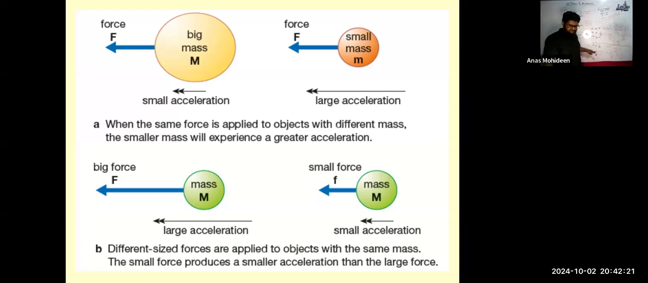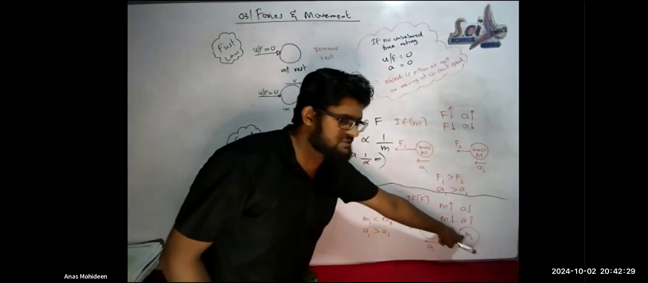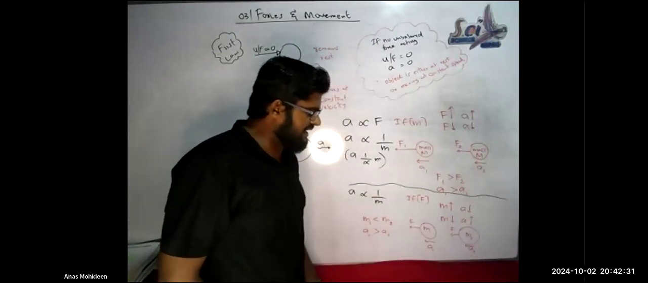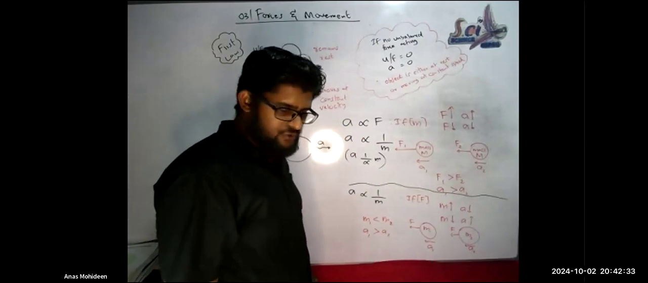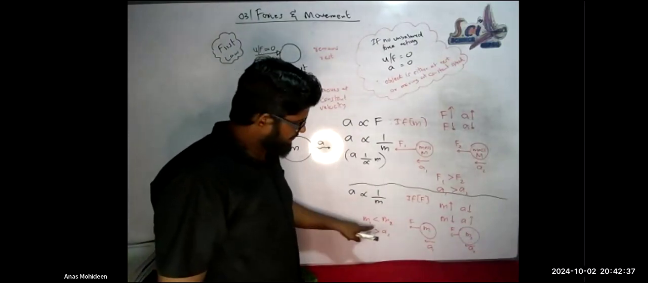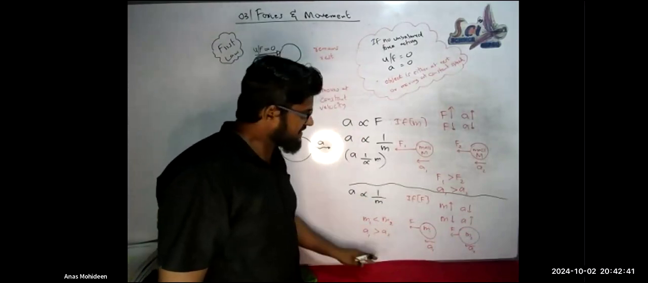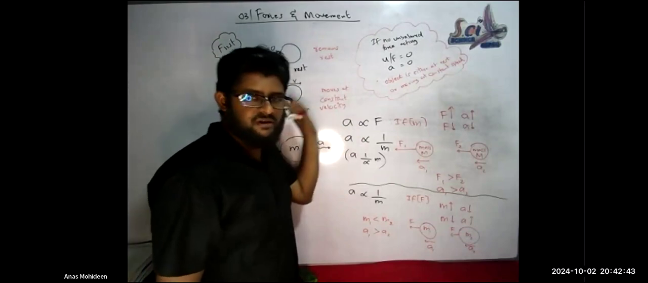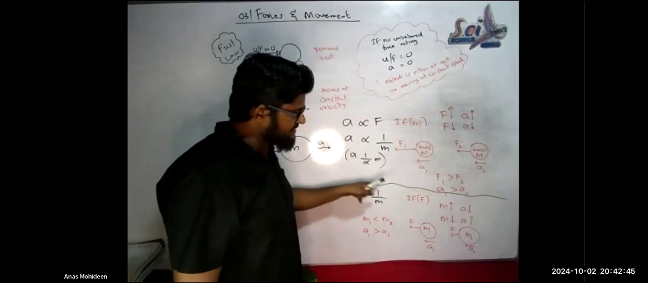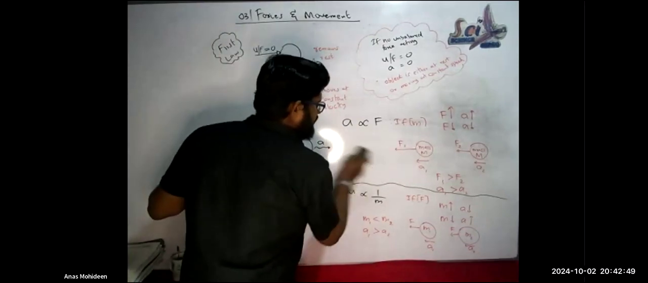M1 less means A1 should be more. Am I correct? M1 less means A1 should be more. Correct? Right? So you can see M1 is smaller, M2 is larger. So the accelerations are given as A1, A2. Mass less means acceleration should be high. Mass more means acceleration should be low. So this is the theory we are deriving from the second part of the flow. Acceleration is inversely proportional to mass.